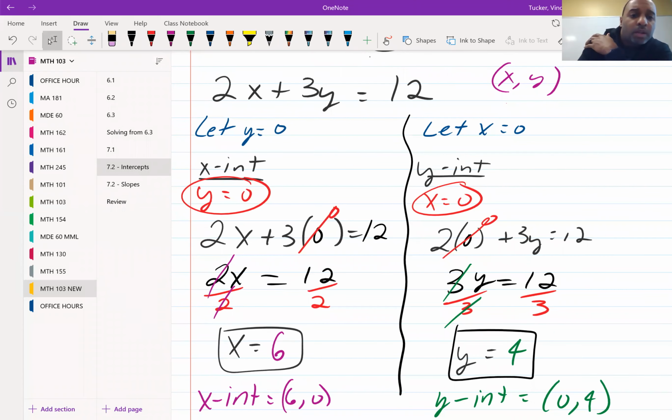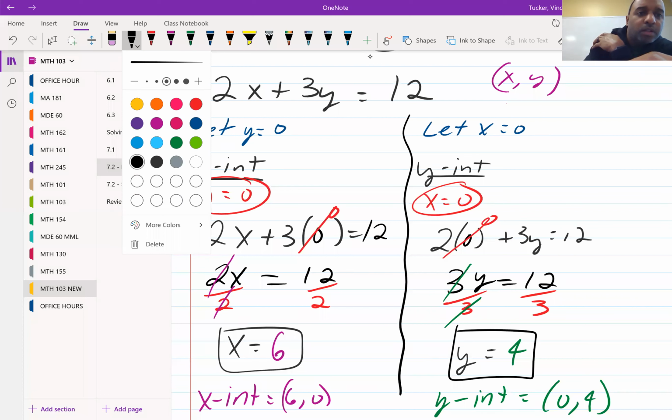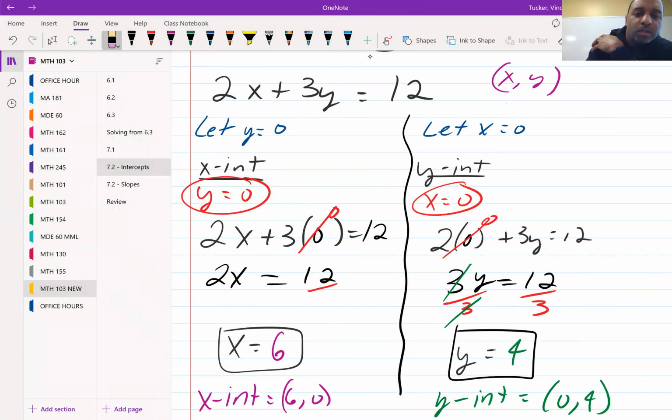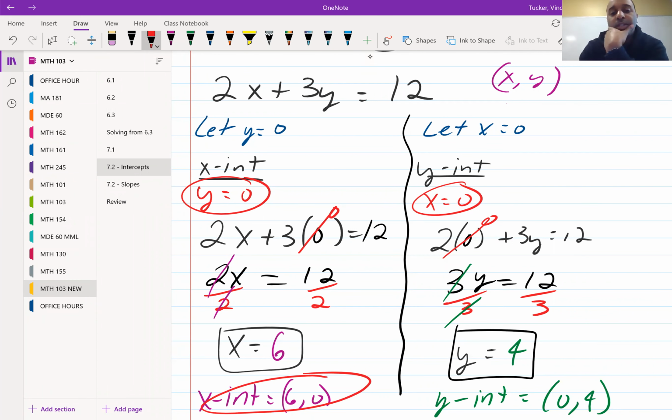So you will start off by letting y be equal to 0. That means 3 times 0 will be part of your calculation. 3 times 0 is 0. Then that'll leave you with 2x equal to 12. Then when you divide both sides by 2, x is equal to 6. And that leaves you with your x-intercept of (6, 0). Your x is 6 and your y is 0.